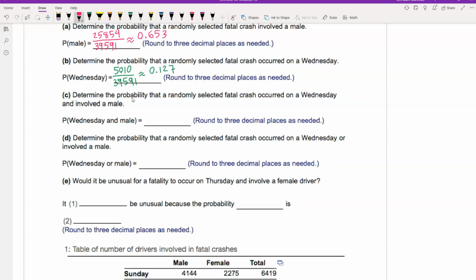Part C, probability of Wednesday and male. So here we have and.